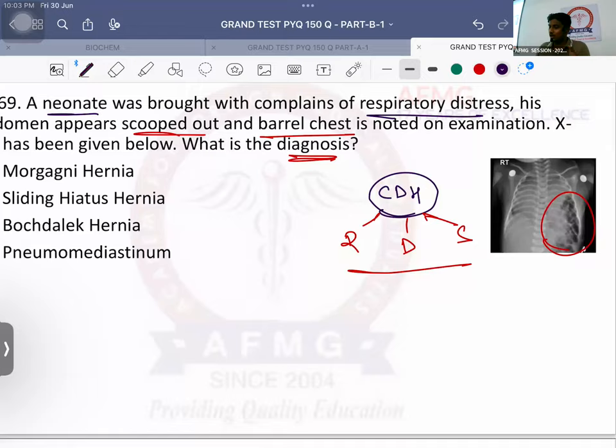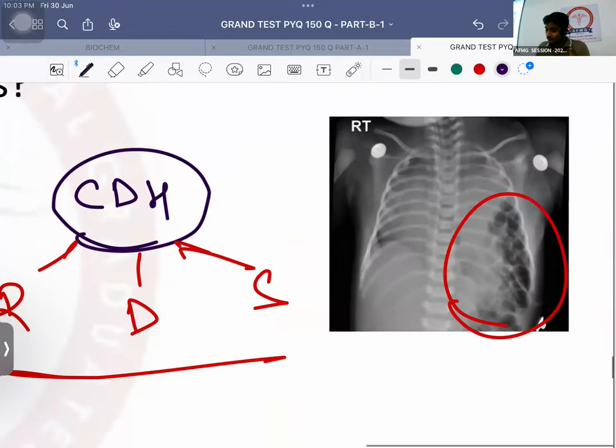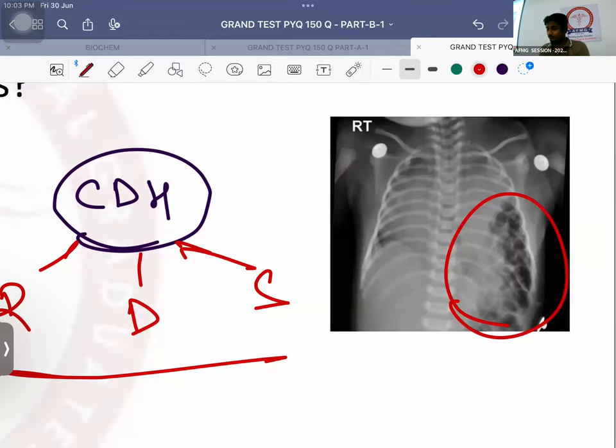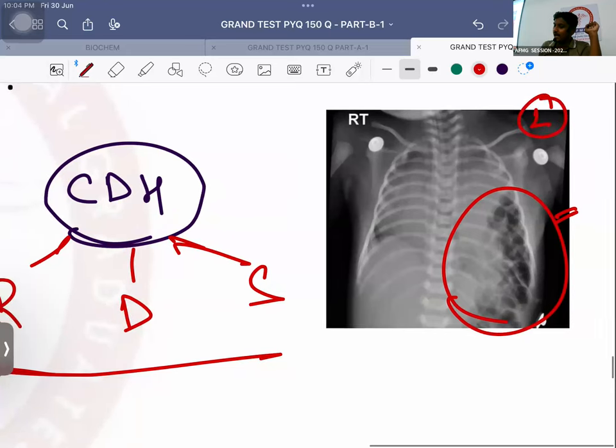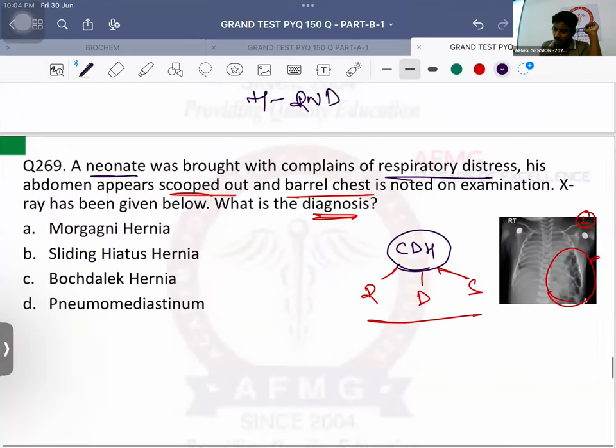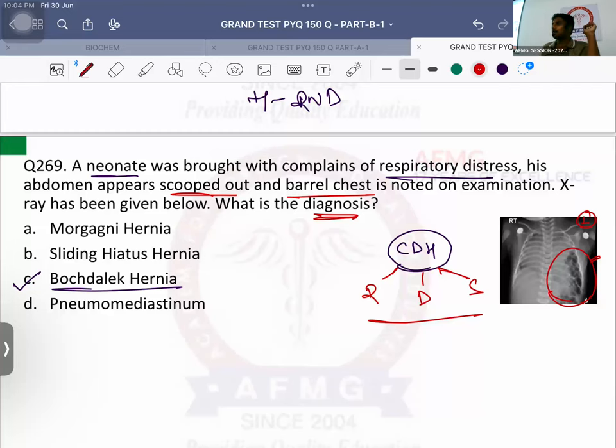posterolateral wall. Kaha dikh raha hai ye? Where are you able to see? Kaha pe dikh raha hai ye? Right or left? Left side, okay, in the posterolateral wall. So it is the most common type of hernia. That is the Bochdalek hernia. Bochdalek hernia is on the left side in the posterolateral wall. Morgagni, right side in the anteromedial wall. So yaha pe left side pe dikh raha hai. And definitely, it is in the posterolateral wall. So, it is a case of Bochdalek hernia.